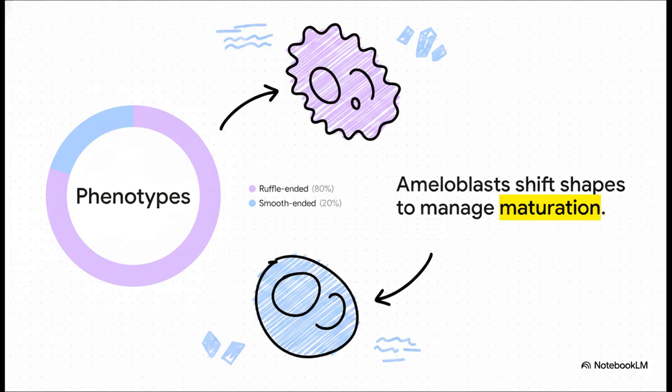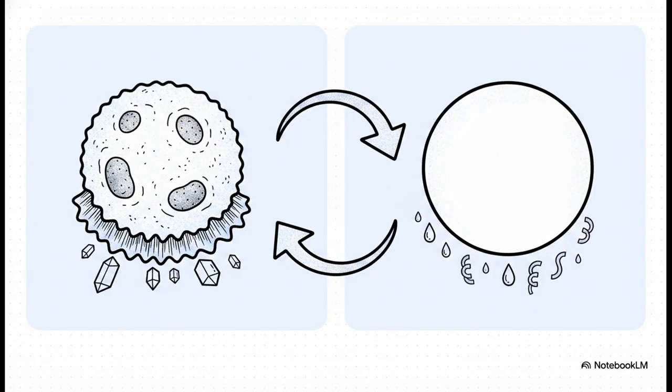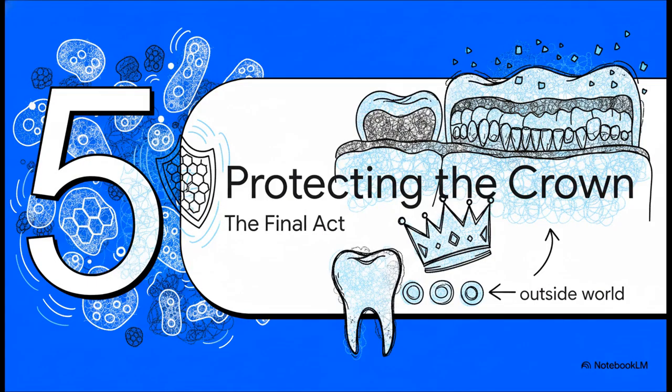Yeah, they cycle back and forth between two entirely distinct physical forms. Roughly 80% of them take on a ruffle-ended shape, while the remaining 20% shift into a smooth-ended shape. So what is the point of this shape-shifting? Well, the ruffle-ended cells develop all these microvilli to massively increase their surface area, which is absolutely perfect for pumping huge amounts of calcium ions into the enamel. Then they smooth out, featuring even, straight ends, which alters their permeability so proteins and water can escape. They continuously cycle between these two forms, perfectly fine-tuning the maturation of the enamel based on exactly what the matrix needs, microsecond by microsecond. Which brings us to Section 5, Protecting the Crown, the final act.